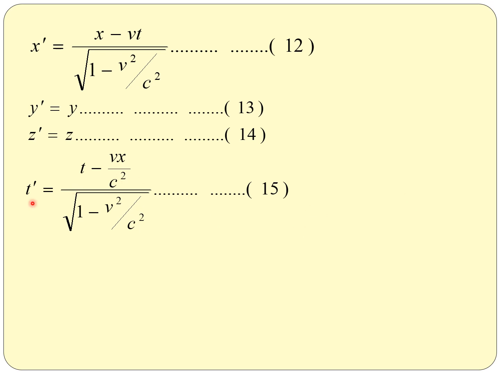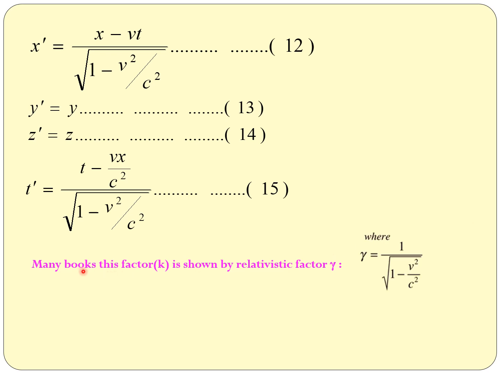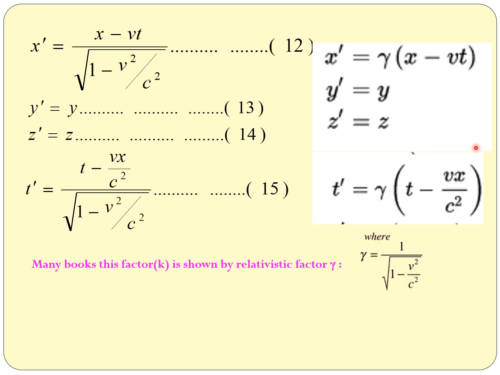So we can see that t prime and t are not equal, as they were equal in the Galilean transformation equations. These equations now have the relativistic term also, which is 1 upon under root 1 minus b square by c square. And this k in many books is written as gamma, which is 1 upon under root 1 minus b square by c square.